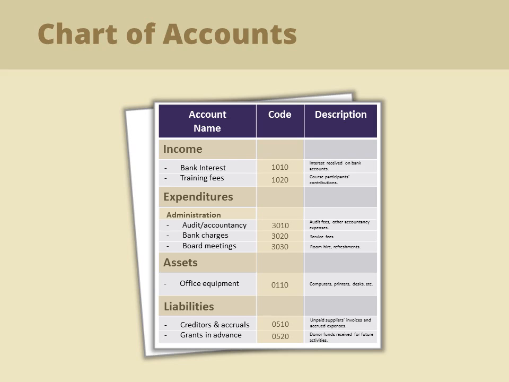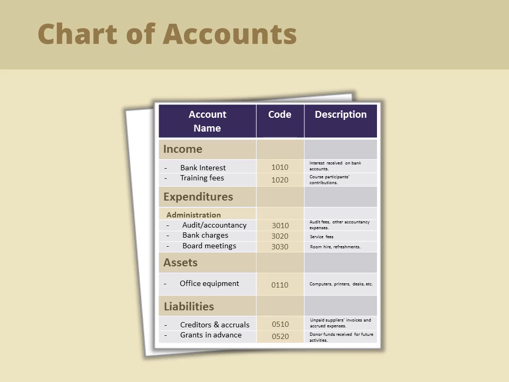To make sense of all of this financial activity, it helps to sort the different types of income and expense into a series of predetermined categories or accounts. These accounts are listed in the chart of accounts and are typically arranged in a logical order. Income and expenditure, assets, things we own, and liabilities, things we owe.